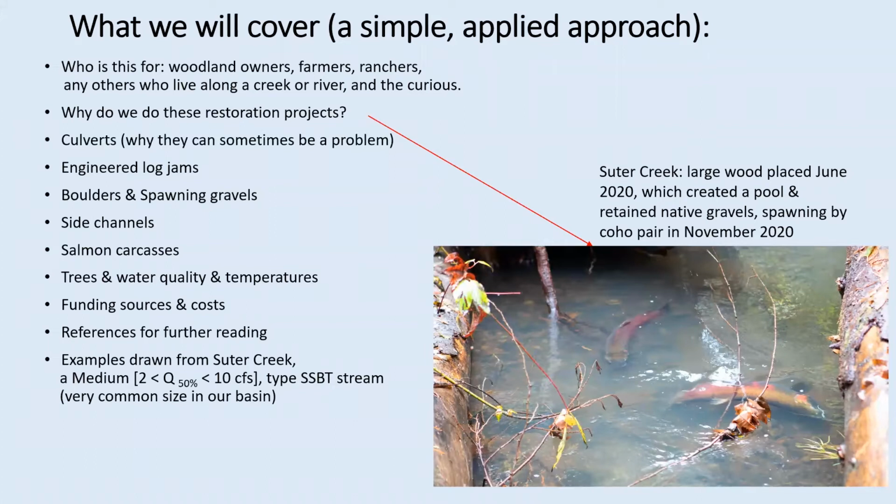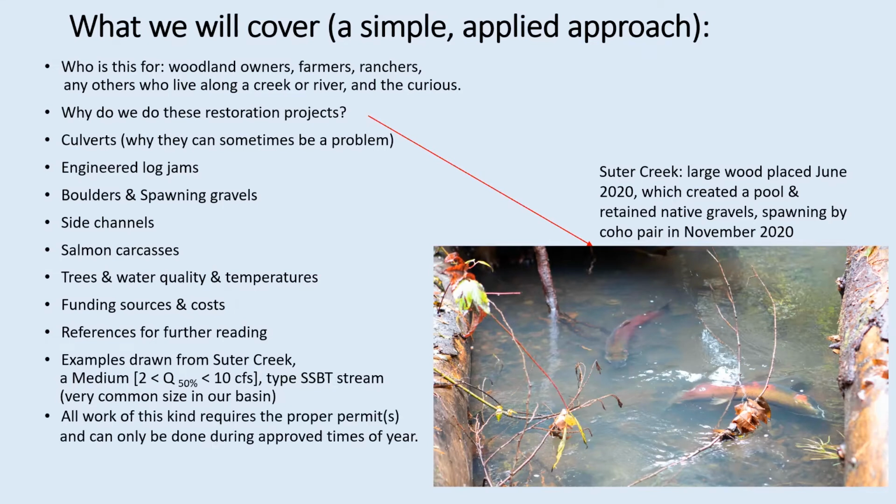In Oregon, it's defined as a medium type salmon, steelhead, bull trout stream, which is very common in our watershed in terms of size, which means its annual mean flow is between 2 and 10 cubic feet per second. Ours is close to about 10 cubic feet per second, or about 4,500 gallons a minute. But of course, in the winter months, it can go up to over 10 times that amount. All work of this kind requires the proper permits, and can only be done during approved times of the year. It's often said that the level of restoration can be greater than what it took to disturb the system, and I think in our case, that's indeed true.